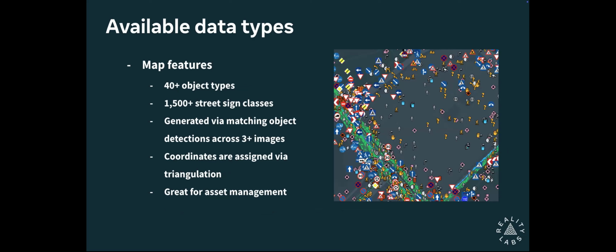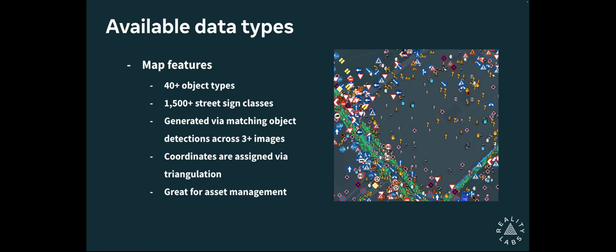Next slide. We also have map features. So these are really popular for our folks who are interested in asset management or our GIS organizational users. So we offer 40 plus different object types and over 1,500 street sign classes. So our street sign classes have been trained on signs from all over the world, and we cover signs spanning a number of use cases from anything like a simple stop sign all the way to bike lane markings and stuff like that.